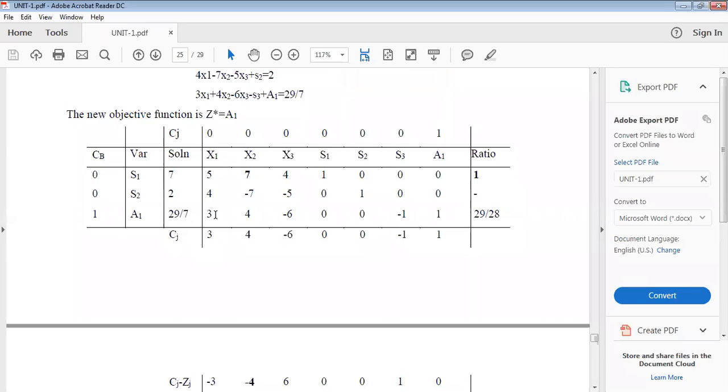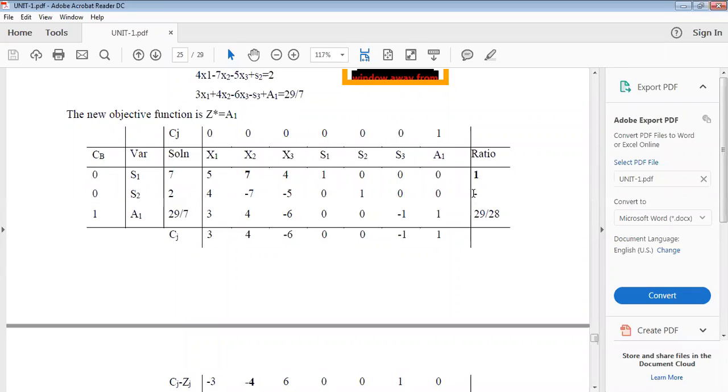So 29 by 7 divided by 3, so this is 29 by 21, I think. Sorry, it is 29 by 4: 29 by 7 divided by 4, so it is 29 by 28. So 29 by 28 means 1 point something. This is the one ratio, and automatically 1 is the least ratio among the 3 ratios. So this is the maximum positive value 4, and you mark an arrow here. These are the elements in the entering column, and you have to divide these values. 7 by 7 is 1.